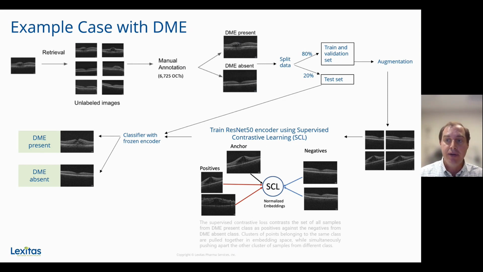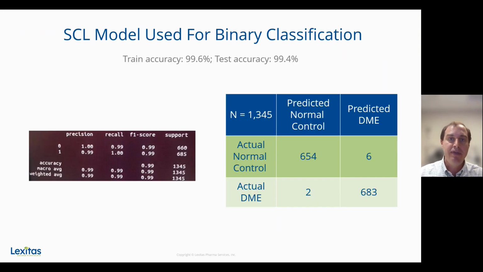All we asked the computer to do was to train itself on whether or not the patient had DME or not. And we didn't tell it where to look or anything like that. We literally gave it the JPEG image from the OCT. And this is what we found.